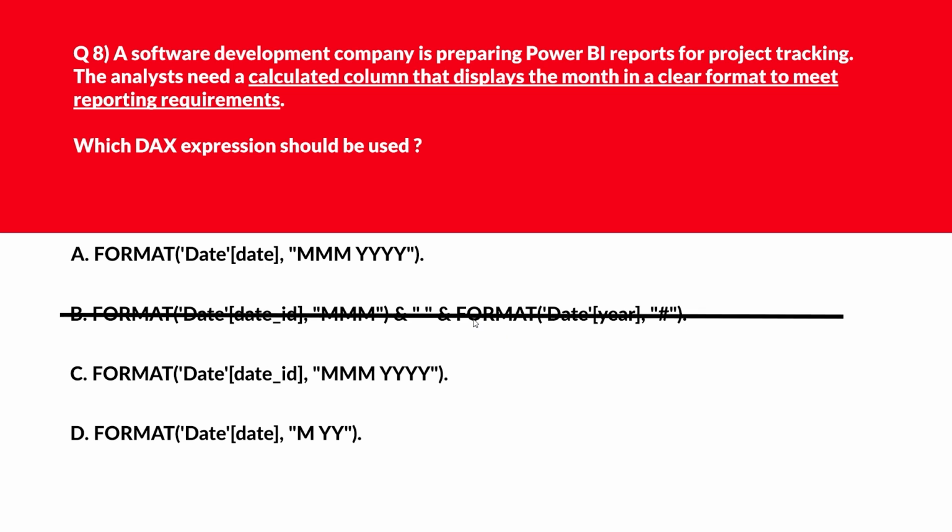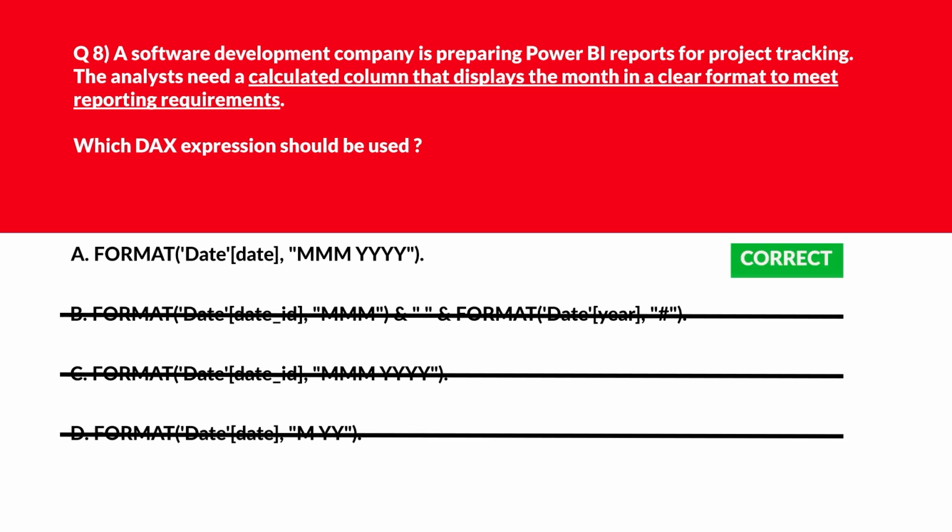Wrong choice. Option C basically uses date ID instead of the actual date field, which may not align with reporting logic. Wrong answer. Option D basically displays month and year in a shortened format that reduces clarity. Wrong answer. Option A is the correct choice.